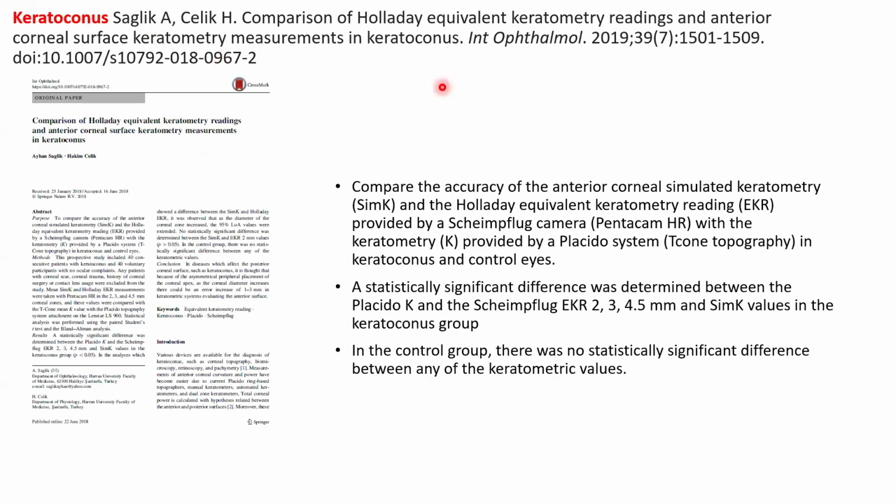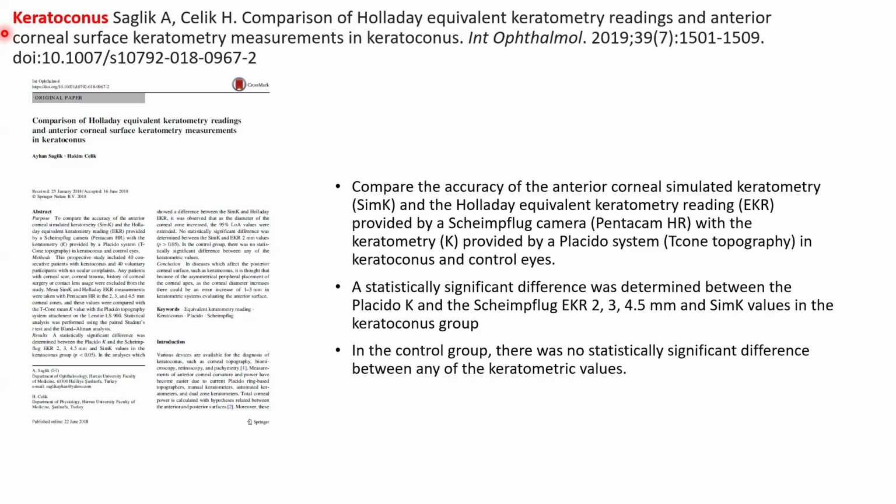Another study conducted by Saglik et al. compared Holladay equivalent K readings and anterior corneal surface keratometry measurements in keratoconus. The purpose of the study was to compare the accuracy of anterior corneal SIM-K and EKR provided by the Pentacam, and it also compared it with the normal K provided by a Placido disc system using the T-cone topographer, in keratoconus and control eyes.